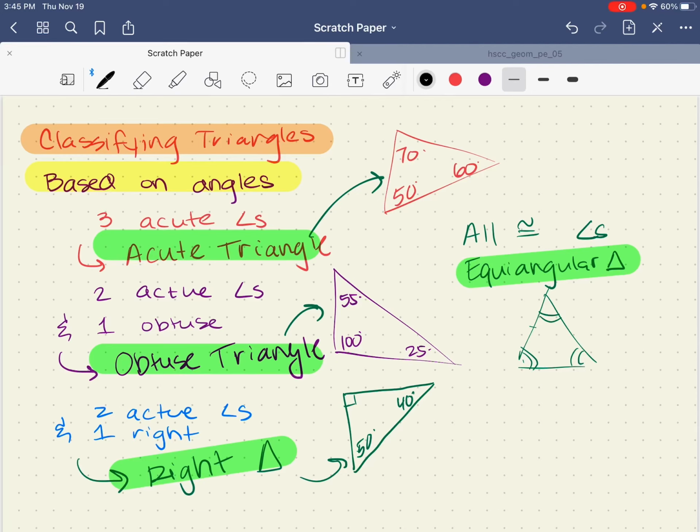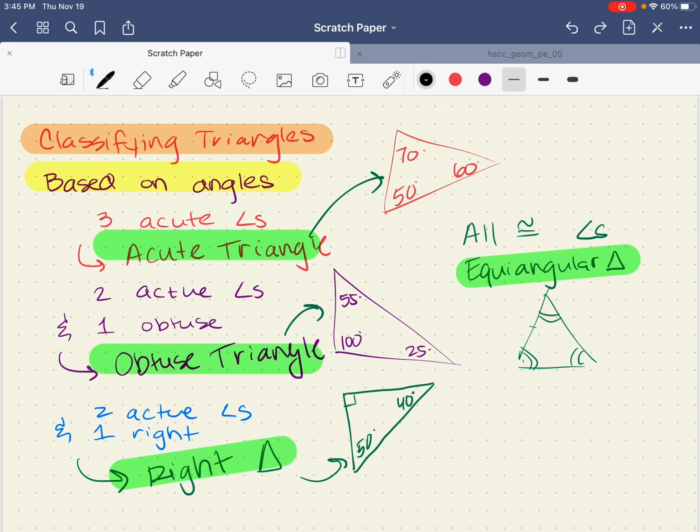All right, Logan, time for the last video, classifying triangles based on angles. So one more time, just to review real quickly, acute triangles are triangles where all three angles are acute. If all the angles are acute, we call those acute triangles. Acute just means less than 90.